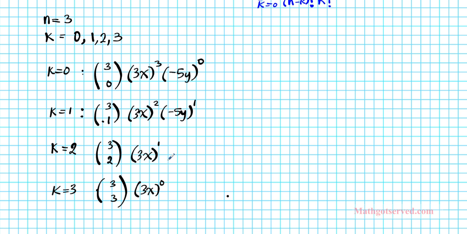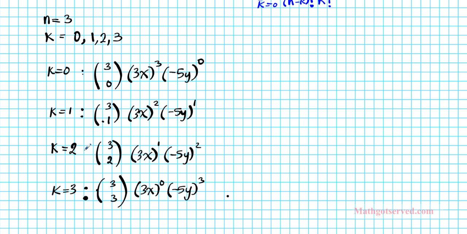To the 1. And then when k is 2, negative 5y to the second. And then lastly, negative 5y to the third. Now, if you do it in column approach like this, it is much easier for you to generate the terms.